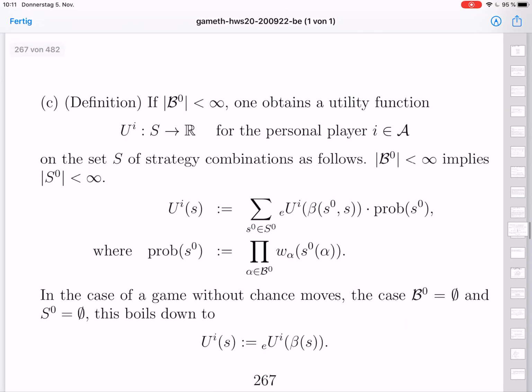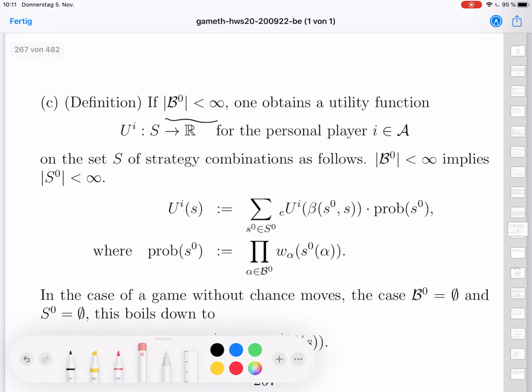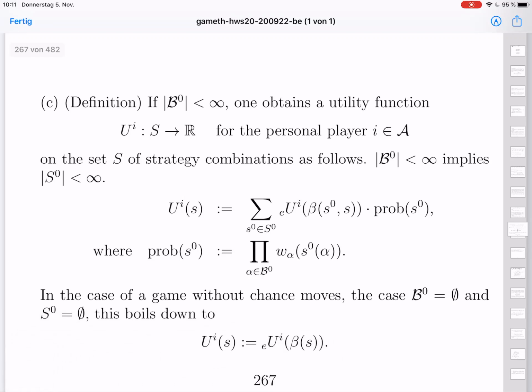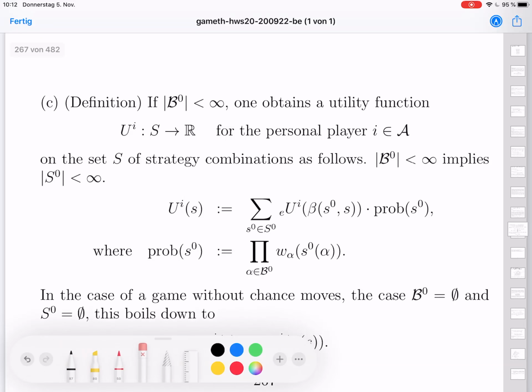So suppose now that player 0 has not too much to do, that he has to do the next move only in a finite set of moves. That's this condition here. Then we obtain, as here, a utility function for the person player I on the set of strategy combinations of the person players. So if player 0 has nothing to do, we have of course here downstairs this situation here.